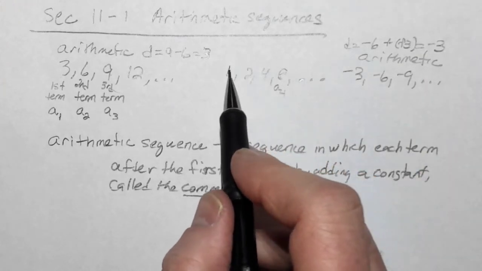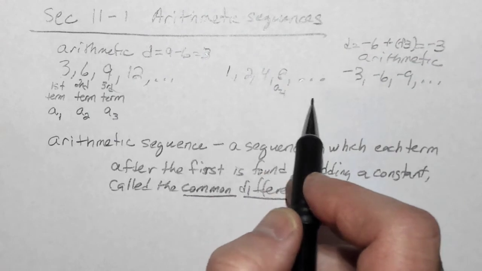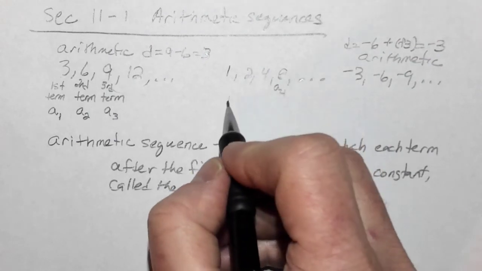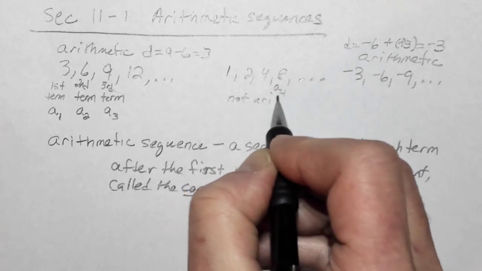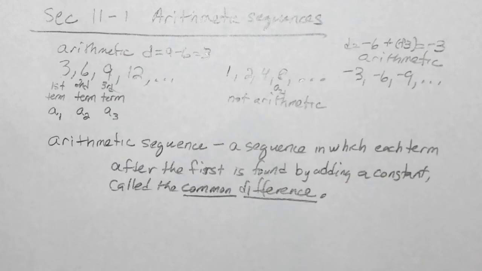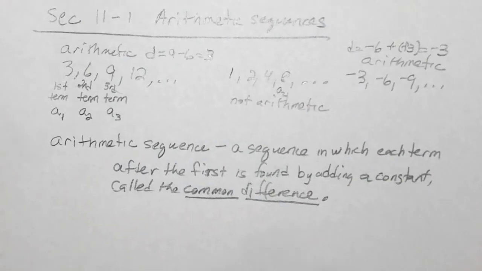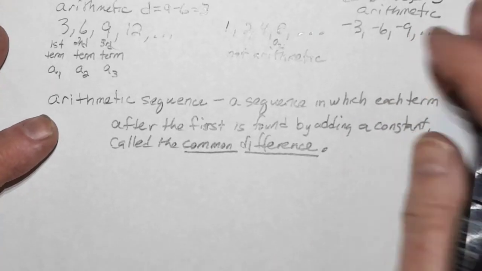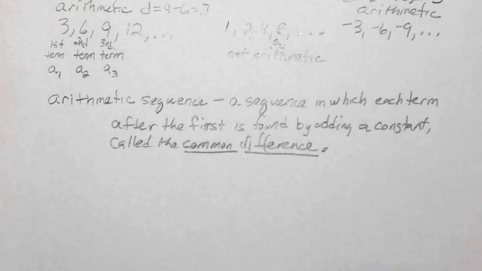But if you look at this example, 1, 2, 4, 8, and so on, each time I'm not adding the same thing, I'm multiplying. So this one is not arithmetic. Okay? And so you can tell if something's arithmetic just by checking, for each of the terms, do we add the same thing each time to get the next term?